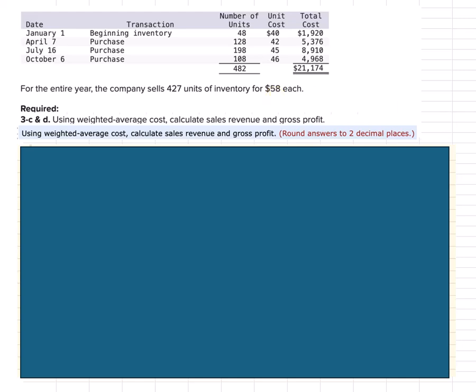And we're just going to tackle requirement 3C and D, which says using the weighted average cost method, calculate the sales revenue and gross profit. Now, I'm going to show you the answer. And we'll discuss rounding it a little bit later.